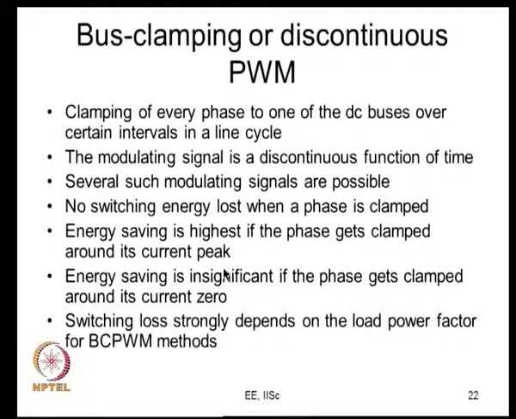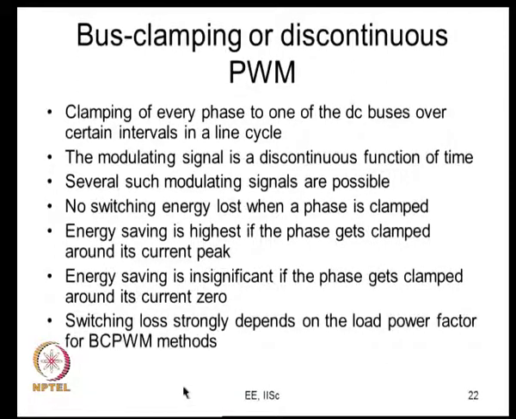If the PWM ensures that a particular phase gets clamped when the phase is carrying its peak current, the current through a phase varying sinusoidally, then whenever the fundamental current goes through its peak, if the phase gets clamped, the energy saving is highest. The energy saving is insignificant if the phase gets clamped around its current 0. When the phase current is crossing 0, if you clamp that phase, the energy that you are going to save is insignificant. So, you can see switching loss strongly depends on the load power factor for these PWM methods.